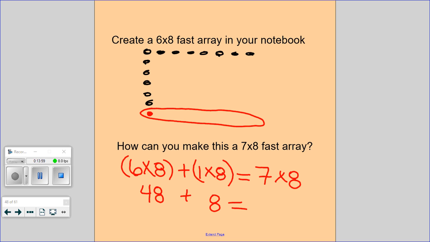I should see you using your fingers. Count on. Start at 48. Count on 8. 49, 50, 51, 52, 53, 54, 55, 56. Thomas, what'd you get? What is 7 times 8? 56.